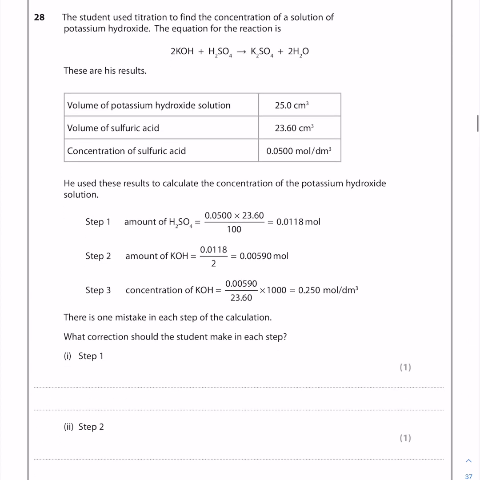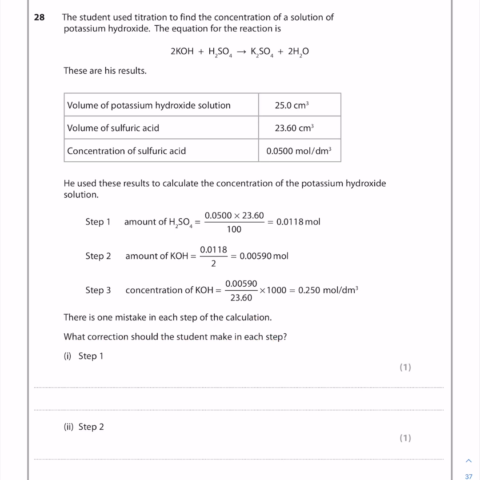Question 28. The student used titration to find the concentration of a solution of potassium hydroxide. The equation for the reaction is 2 mole of potassium hydroxide plus 1 mole of sulfuric acid give 1 mole of potassium sulfate plus 2 mole of water. These are his results. مديك الفوليوم potassium hydroxide ب 25, volume of sulfuric acid ب 23.60, concentration of sulfuric acid 0.0500 mole per cubic decimeter. He used these results to calculate the concentration of potassium hydroxide. وراح مديك step 1 و 2 و 3. There is one mistake in each step. What correction should the student make in each step?